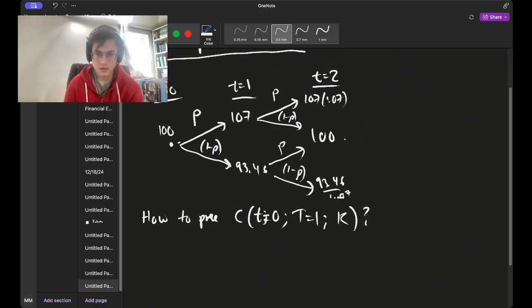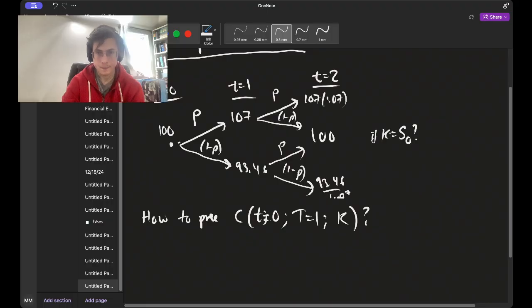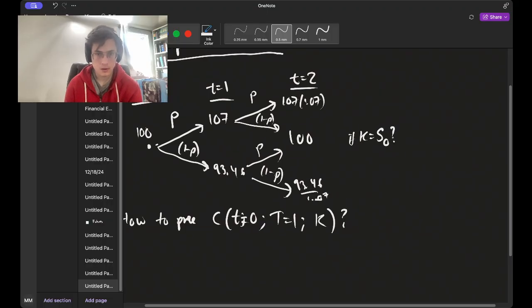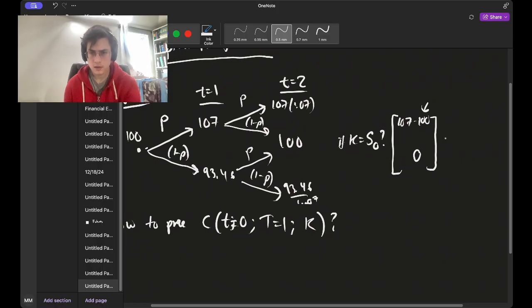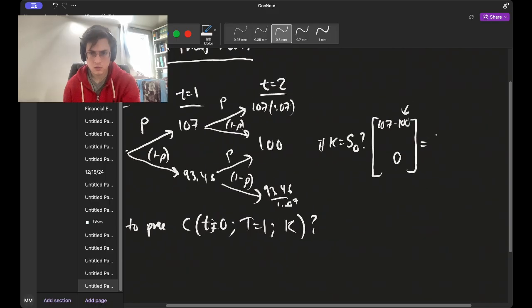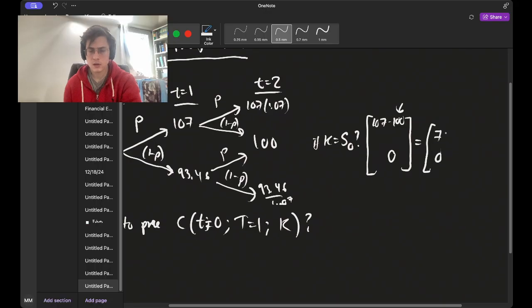So if the strike price is the initial value, so if k is S0, okay, then if your call expires at t equals 1, then you make here 107 minus $100, that's your strike price, so you make $7. And then in this case, if it goes down to 93.46, then you make 0. So these are the two possible situations that might happen. And in one case you make $7, in the other case you make 0. So how should you price this option? Okay.